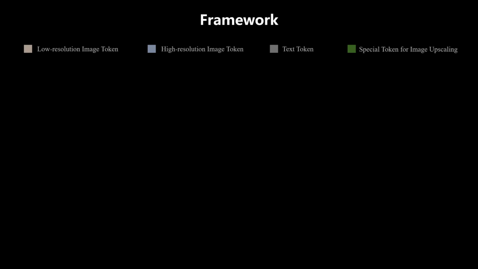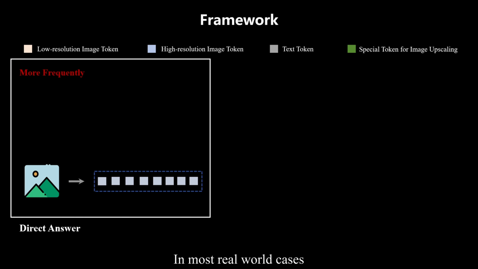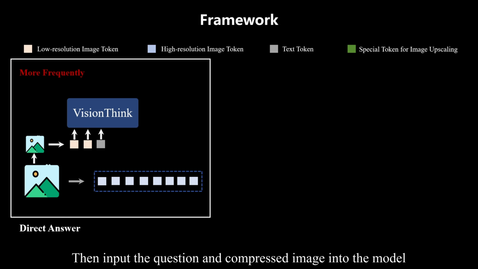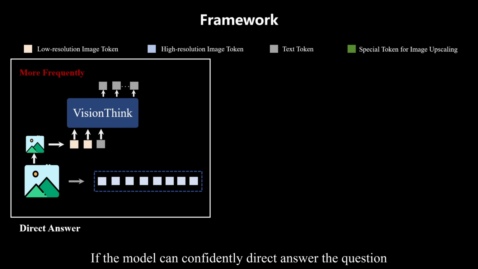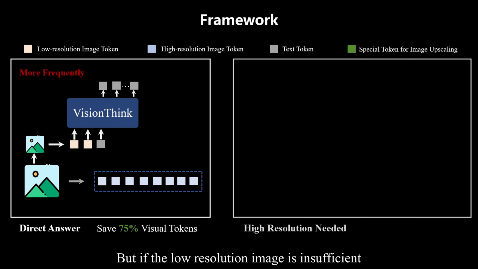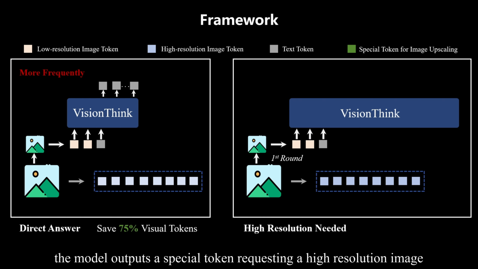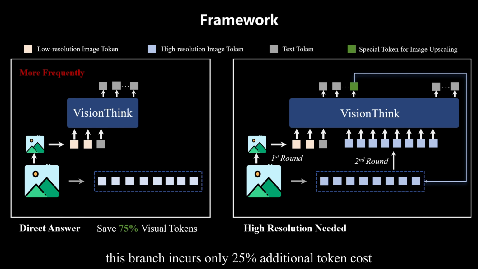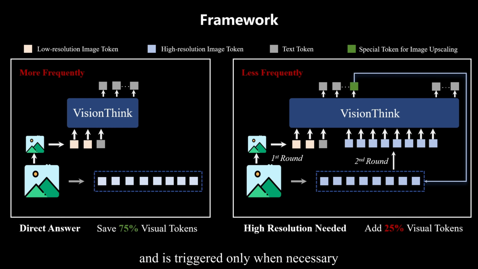To address this, we propose VisionThink. In most real-world cases, we first resize the image to 1/4 size, then input the question and compressed image into the model. If the model can confidently answer the question, this saves 75% of the visual tokens. But if the low-resolution image is insufficient, the model outputs a special token requesting a high-resolution image, which is then fed into a second inference round. This branch incurs only 25% additional token cost, and is triggered only when necessary.